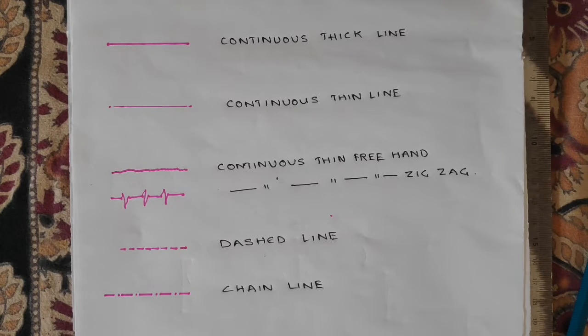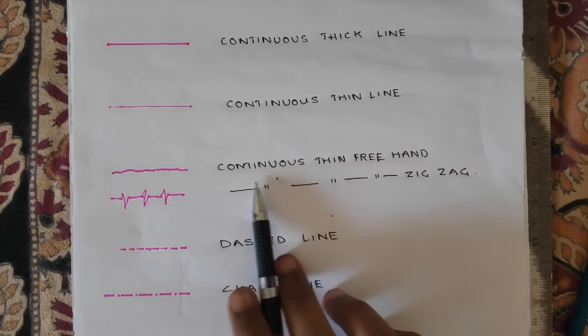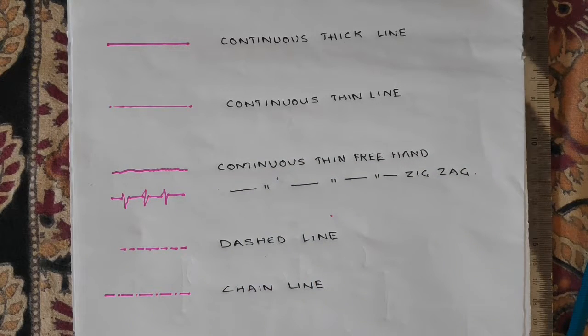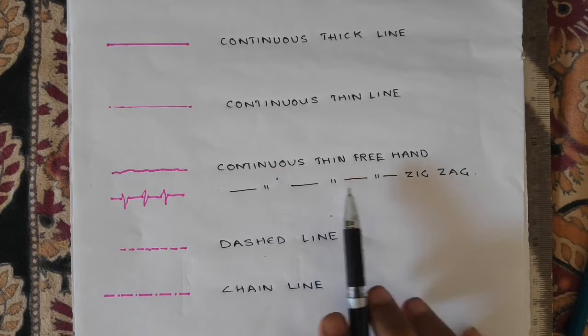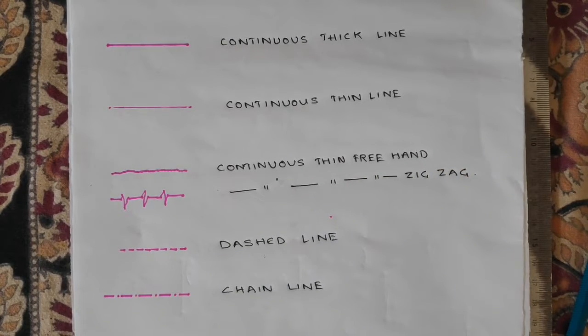Coming to the third line type, that is continuous thin freehand line, and also we have continuous thin zigzag line. Continuous thin freehand and continuous thin zigzag lines are used as the limits of partial or interrupted views and sections. So what does this mean?